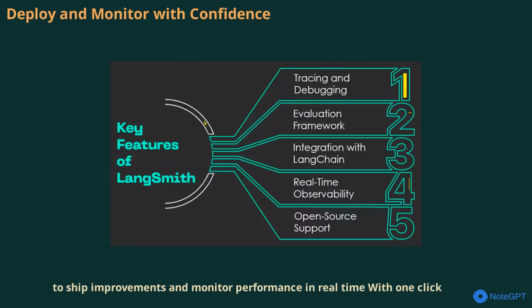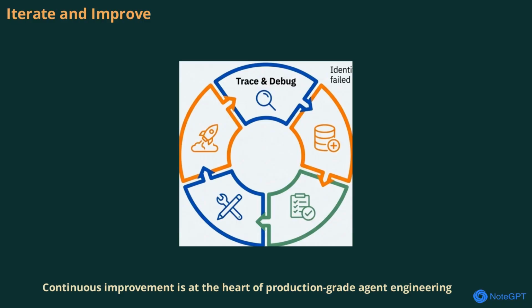With one click, you can add traces to your dataset, run evaluators, and score quality. This tight feedback loop ensures your agents are always improving and performing at their best. Continuous improvement is at the heart of production-grade agent engineering. Modify your prompts, logic, or tools based on data-driven feedback. Use evaluators to score your test sets and identify areas for enhancement. This iterative process ensures your agents remain effective and reliable as requirements evolve.